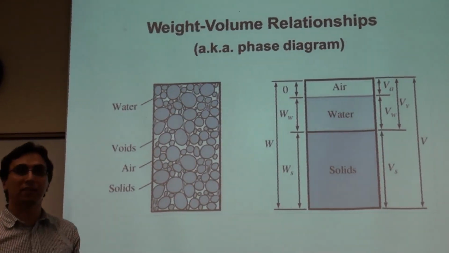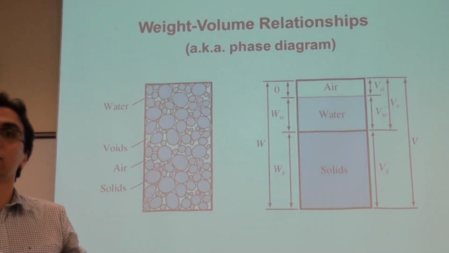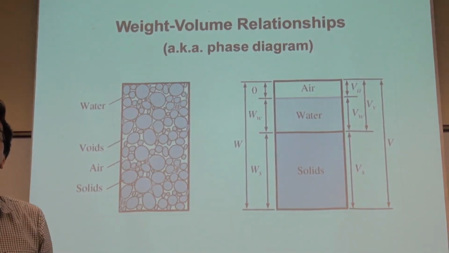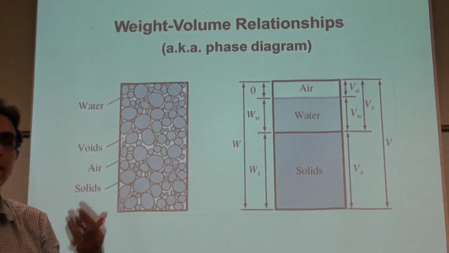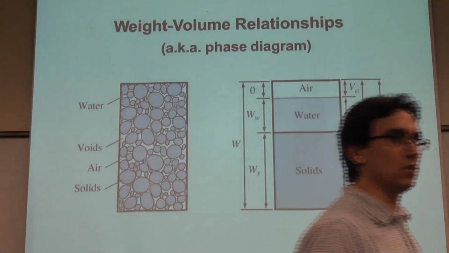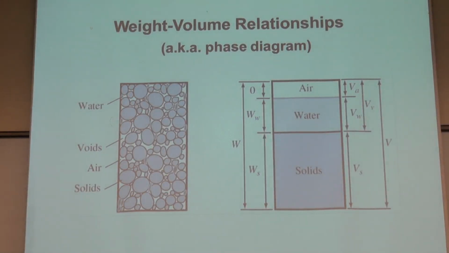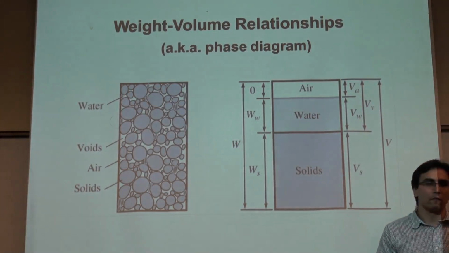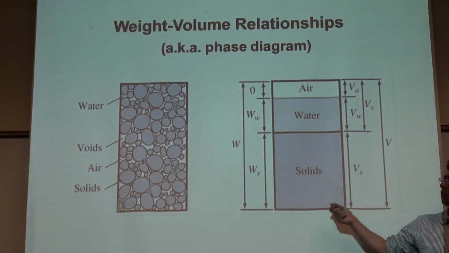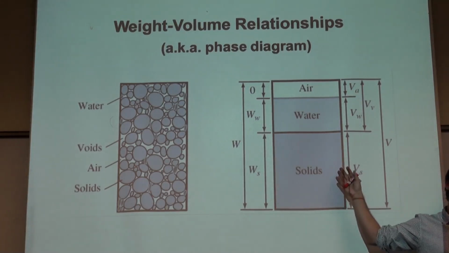We have three phases, and what we want to do in this chapter, in this type of analysis, is to find weight and volume for different conditions. The first thing that you have to remember is, whenever you see a problem related to weight or volume, definitely draw the phase diagram. That's the key.